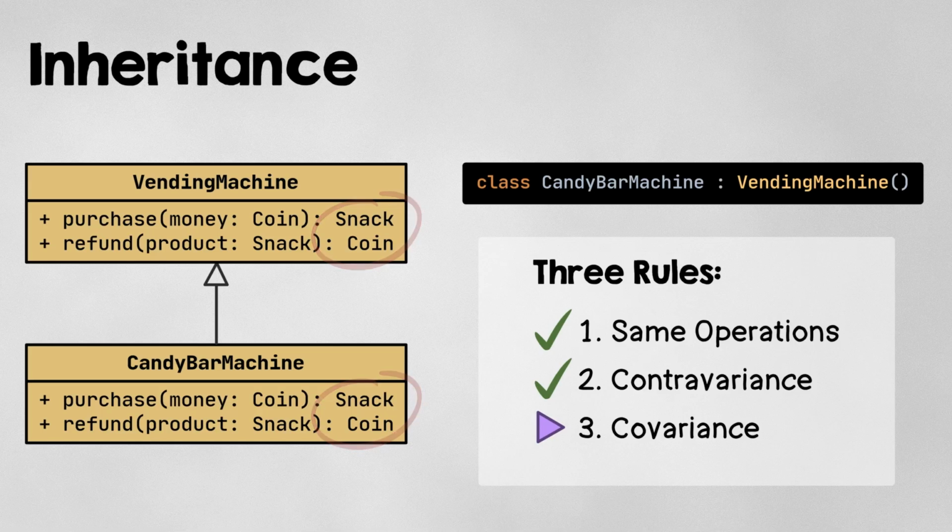Although, as we saw in an earlier video, we can actually declare a function to have a more specific return type in the subclass. So there you go. All three of these rules are satisfied very naturally when using regular class inheritance in Kotlin.